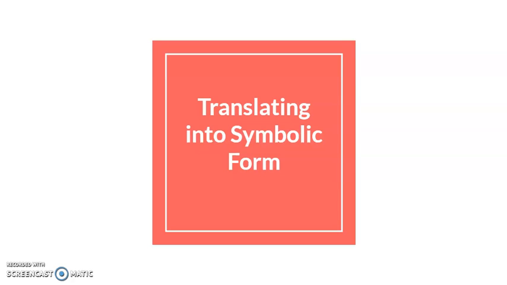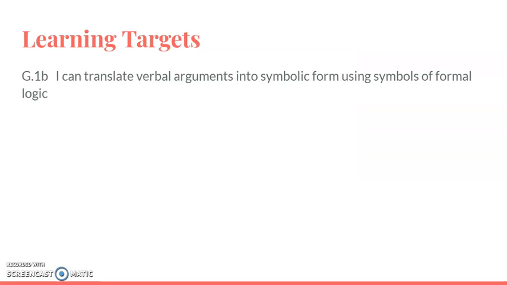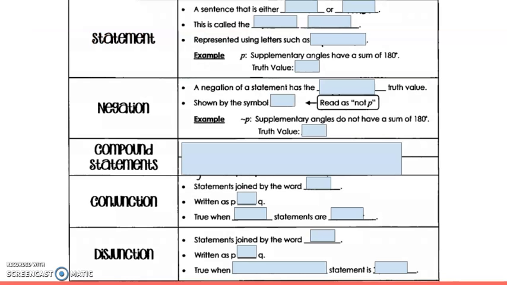So the first section that we're going to look at with this unit is translating into symbolic form. And the learning target that we're going to keep in mind during this section is I can translate verbal arguments into symbolic form using symbols of formal logic. So we're going to take sentences and compound statements, and we're going to turn them into a mathematical symbol. We're going to talk about what those symbols are and how to use them.